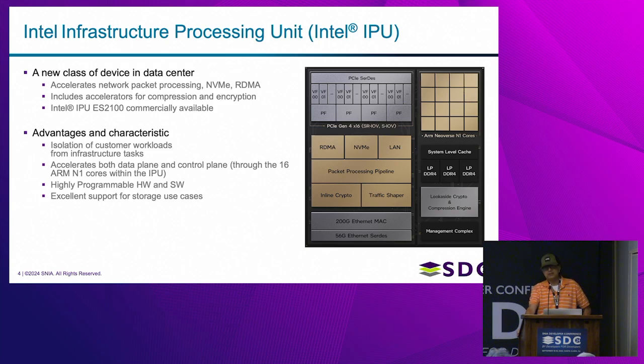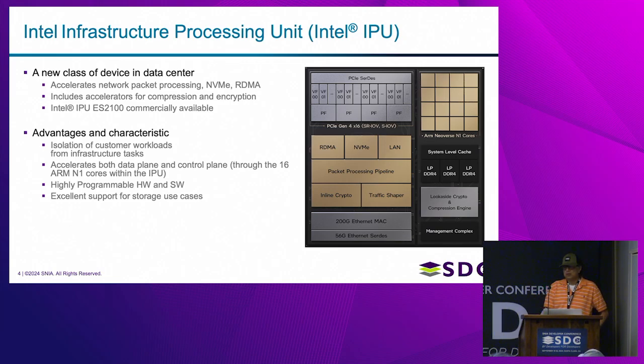I came and presented IPU in SDC before, so this may seem a bit of a repeat, but it's a new class of device in the data center. It accelerates different aspects of networking, the LAN processing, NVMe, RDMA. In addition, it includes purpose-built accelerator blocks for compression and encryption. This Intel IPU, codenamed ES2100, is commercially available.